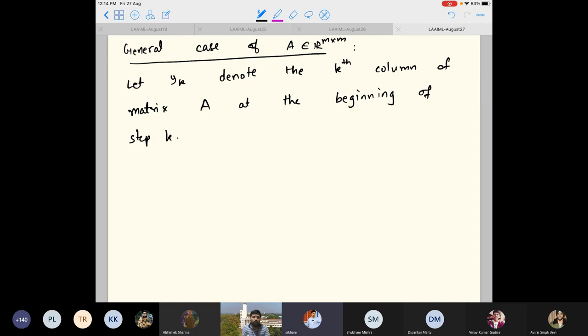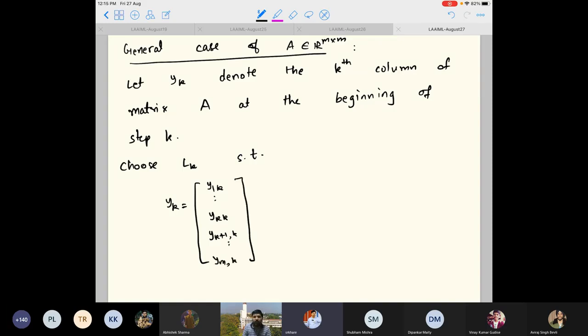So that's what I have. So we want to choose the matrix Lk such that what happens when I have this kth column Yk? How does it look like? I am just representing it as Y1k up to Ykk, then Yk plus 1k, so on and so forth up to Ymk, correct? These are the entries in this kth column. When I apply Lk on this, I get Lk Yk. How should this Lk Yk look?